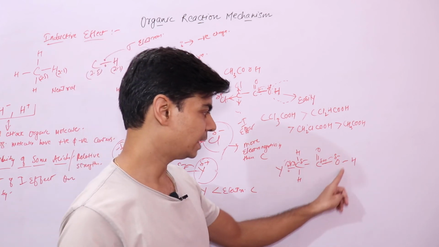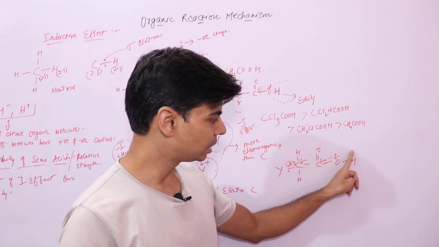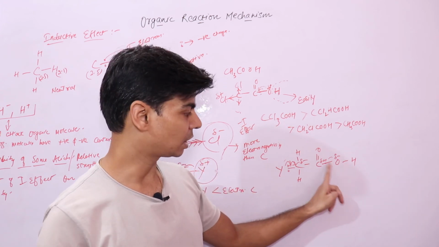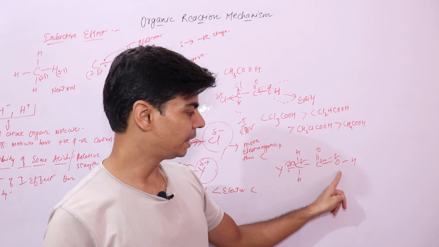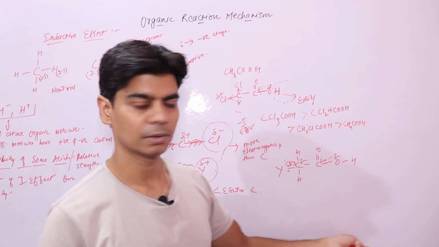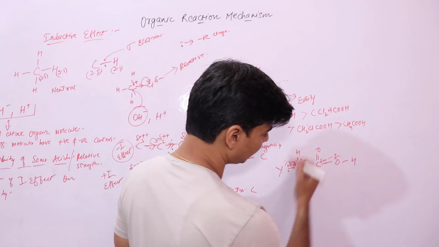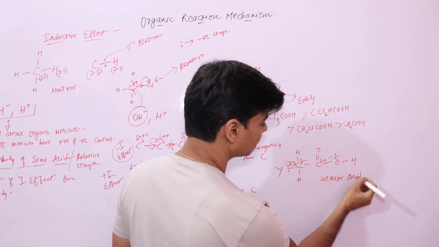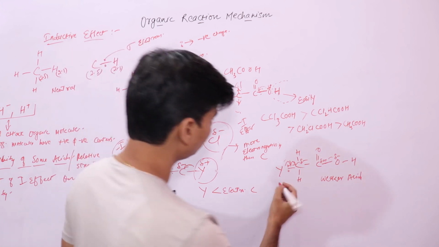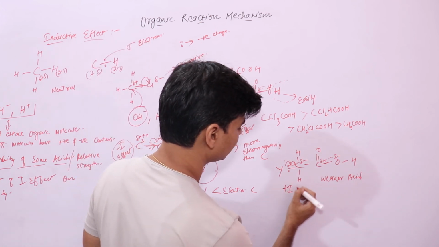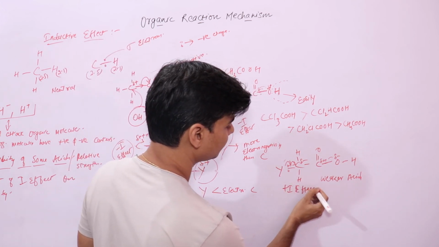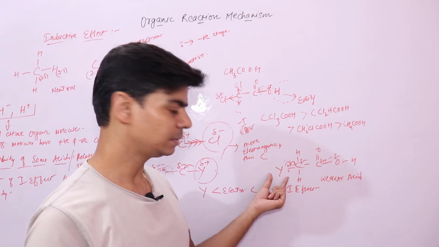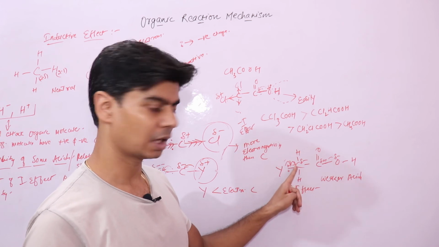So since oxygen has a negative charge, it will make the release of this proton difficult. The negative charge on the oxygen atom will make the release of proton difficult, right? Thereby making this a weaker acid. Now this is a weaker acid. So this is your plus I effect, right? So plus I effect is where you have an electron releasing group or an atom that has lower electronegativity than carbon.